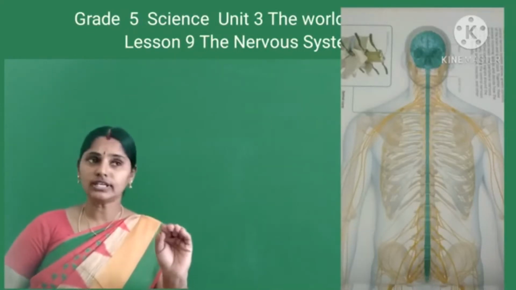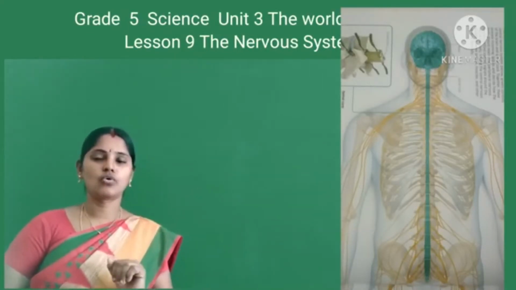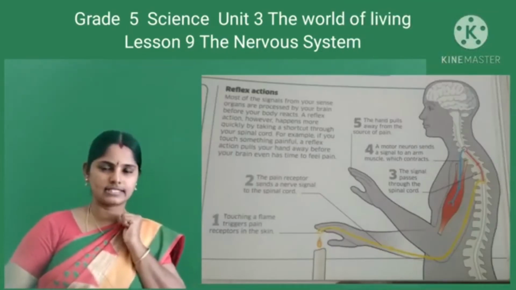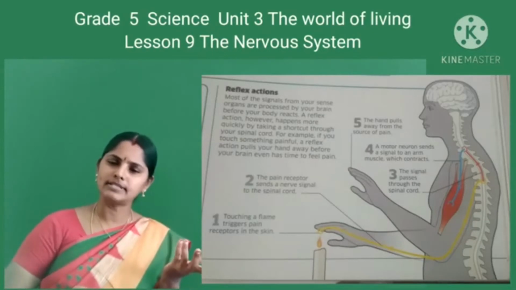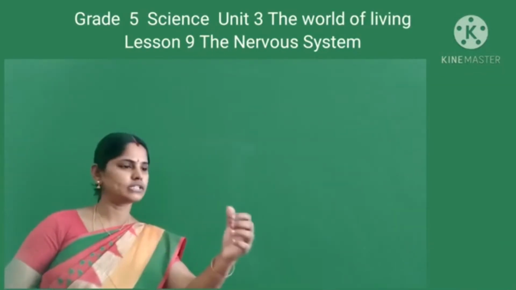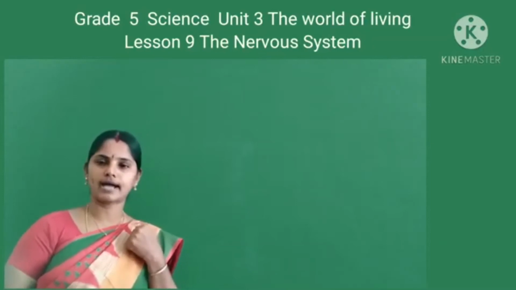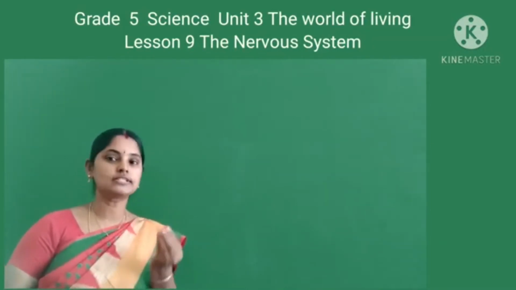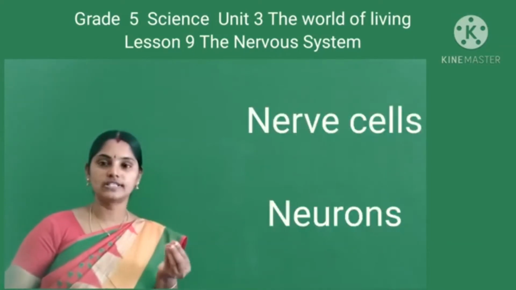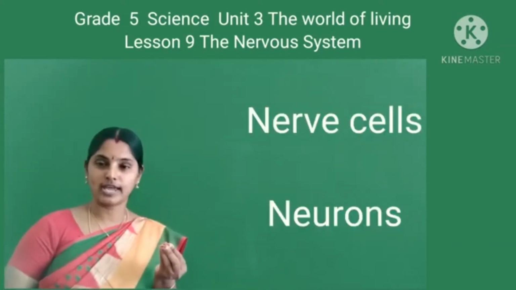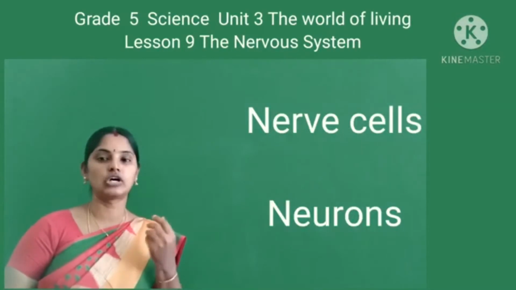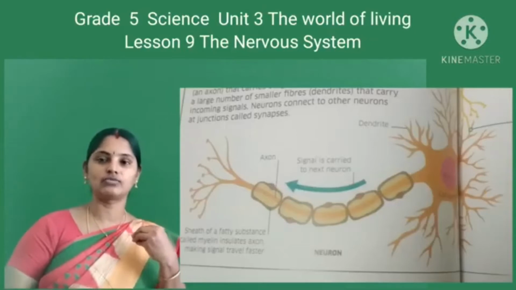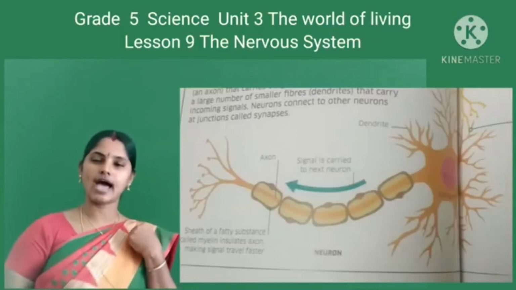If you touch any hot things, what do you do immediately? Immediately we withdraw our hands, isn't it? Why does it happen? What holds our hand back? Because we have special cells called nerve cells, neurons. Because of that cell action only, we immediately withdraw our hand.